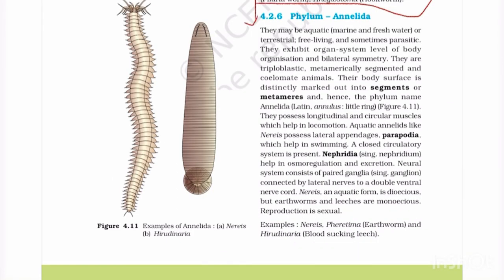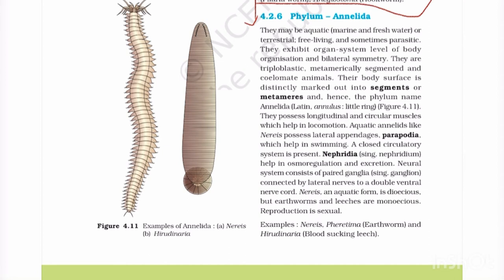4.2.6 Phylum Annelida. They may be aquatic, marine and freshwater, or terrestrial, free-living, and sometimes parasitic. They exhibit organ system level of body organization and bilateral symmetry. They are triploblastic, metamerically segmented and coelomate animals. Their body surface is distinctly marked out into segments or metameres and, hence, the phylum name Annelida, Latin annulus, little ring, figure 4.11. They possess longitudinal and circular muscles which help in locomotion.